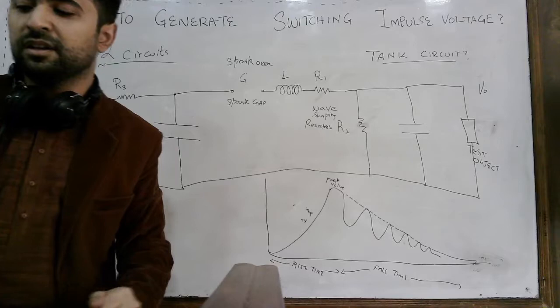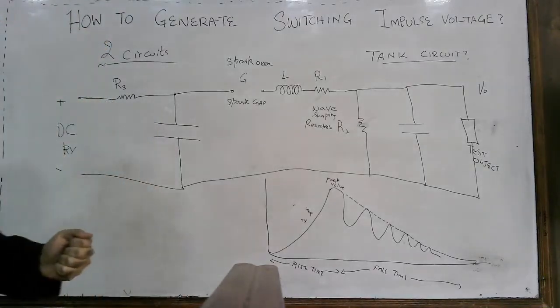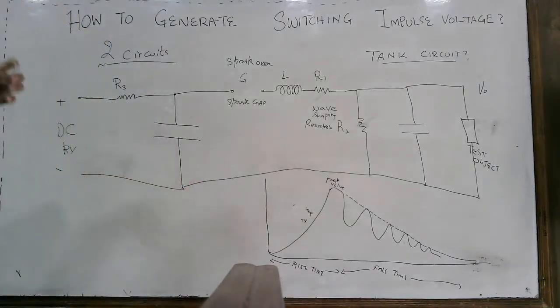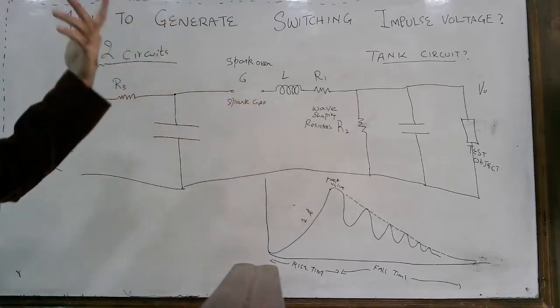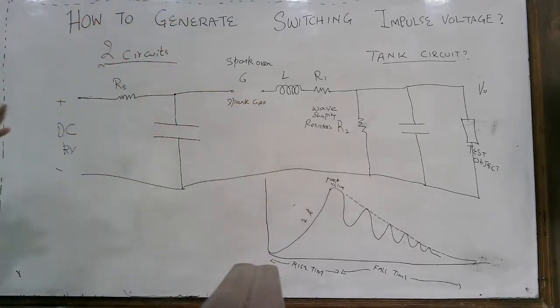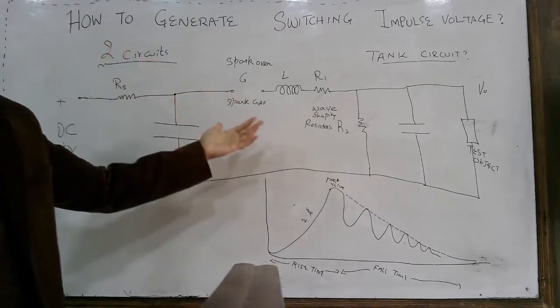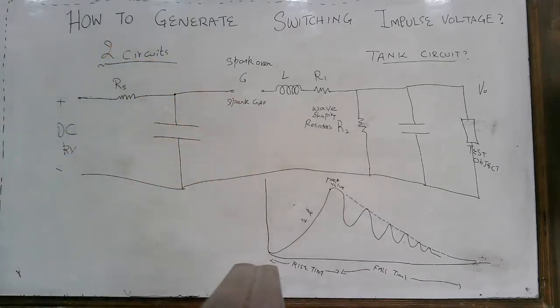you have added an inductor here. So these are actually the two methods of generating the switching impulse voltage which are commonly used. These are two circuits, and another circuit is about the power transformer, which is excited by the DC voltage source.